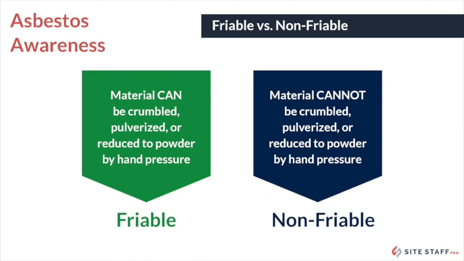What is the difference between friable and non-friable asbestos-containing material? Well, when dry, an asbestos-containing material is considered friable if it can be crumbled, pulverized, or reduced to powder by hand pressure. If it can't be crumbled by hand pressure, it's considered non-friable.